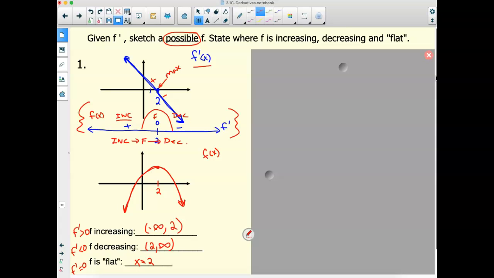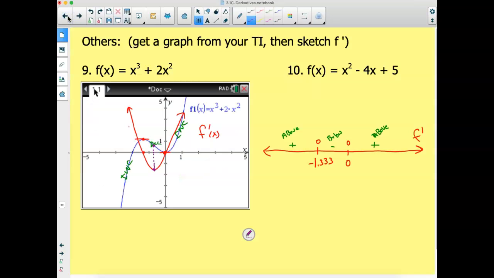Now, please understand, it's a possible f, because if you put your maximum down here and went like that, you're perfectly fine. If you made yours higher, you could have been like this, and that would have been just fine. It makes no difference. And the reason it doesn't make a difference is if I come back to this original number 9 that I graphed, I have it in my calculator.